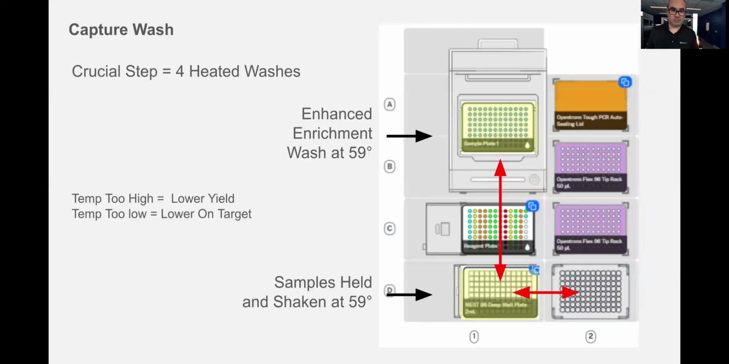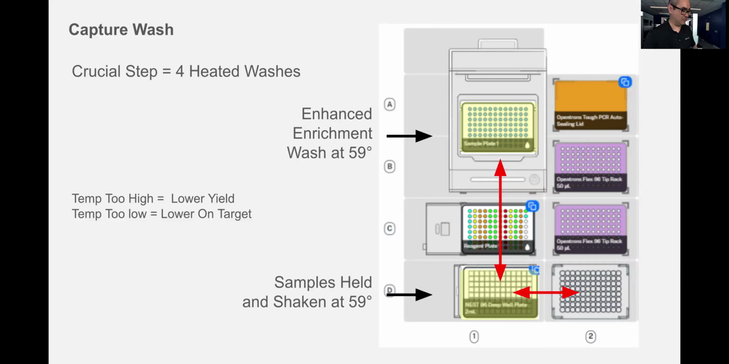So in this particular case, we have two heating elements on the deck. We have to keep both the samples at 59 degrees as well as that enrichment wash buffer. If one drops or the other drops, you start to get off-target stuff. So we have one element, the thermocycler, still running at 59 degrees, keeping the wash warm.